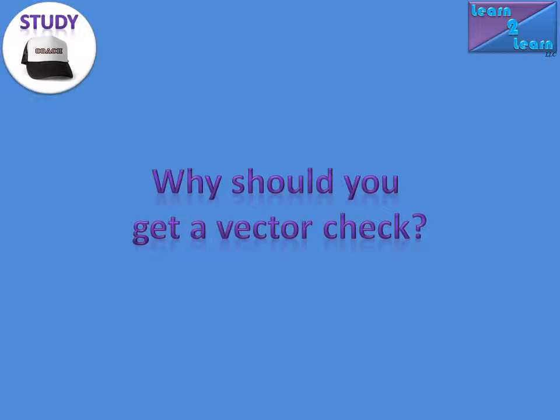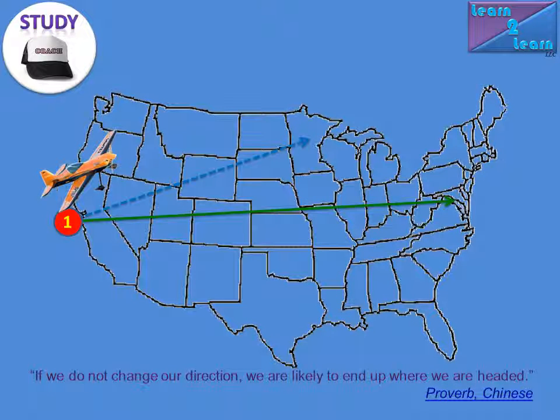Let's look at a little analogy. Let's say you're in a small aircraft and you're going to fly from California all the way to the East Coast, let's say to the DC area. Well, what you want to do is, as you proceed, make sure you stay on course. And as we can see, just a little change in direction here will take us way off course.